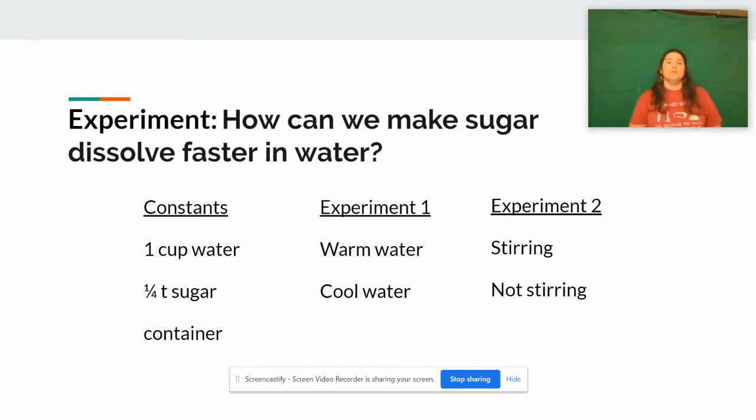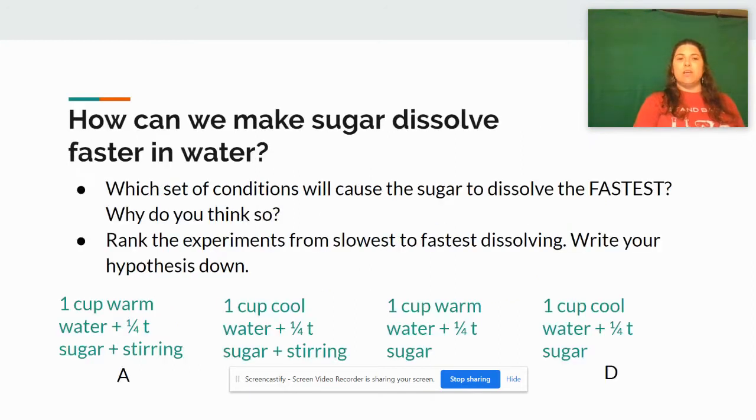I'm going to show you two experiments today, really simple ones. The first one is making sugar dissolve. So we're going to have some constants and some variables, just like we do in any experiment. We're going to keep the amount of water the same and the amount of sugar the same in the same container. We're going to do one experiment that checks how changing the temperature of the water changes the ability for the sugar to dissolve, and then how stirring changes the ability for it to dissolve. So let's take a look at what happens.